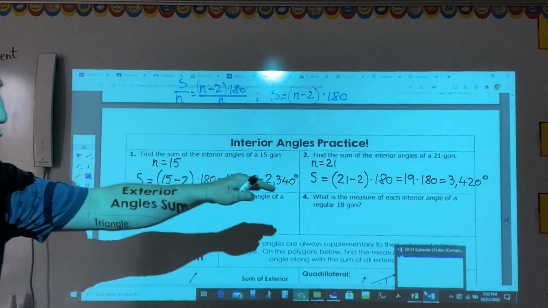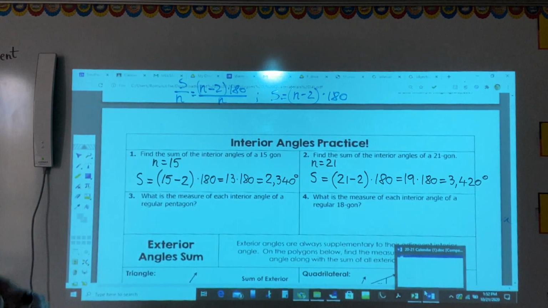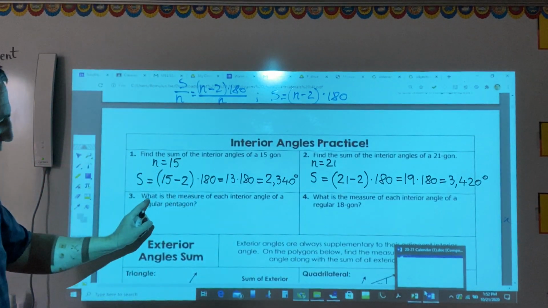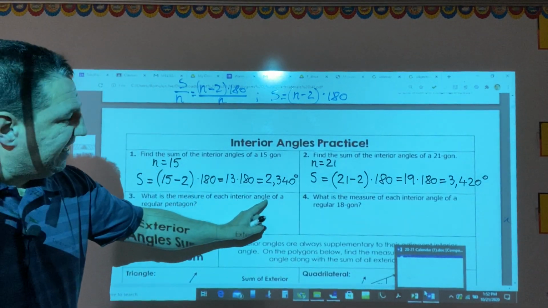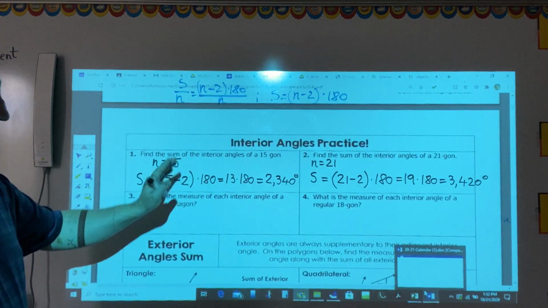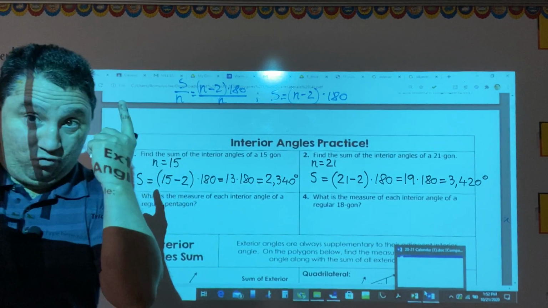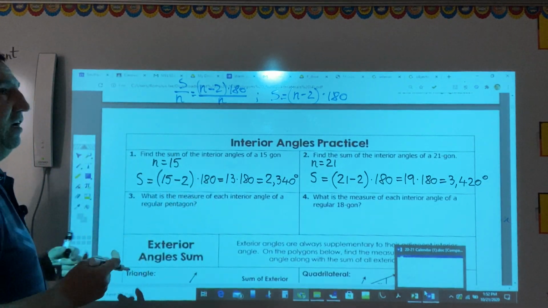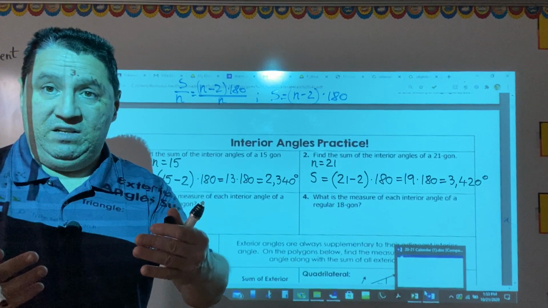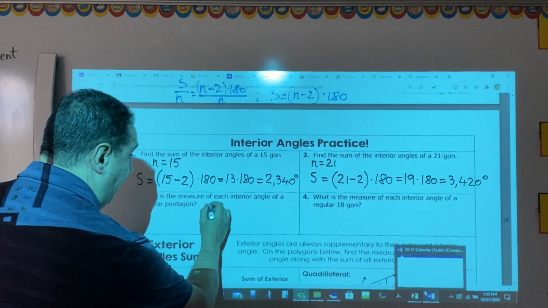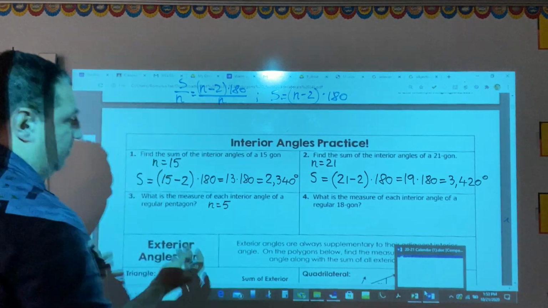Let's do two more problems with finding the measure of one angle. What is the measure of each interior angle of a regular pentagon? So this time we need the measure of one angle. It says regular pentagon. We know a pentagon has how many sides? 5 sides, so n would be 5.